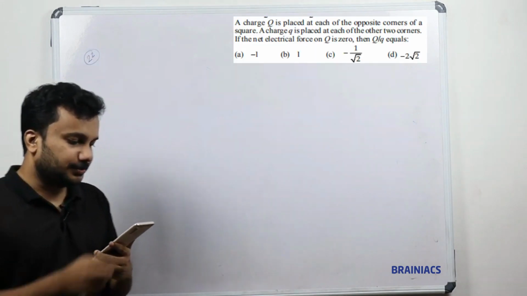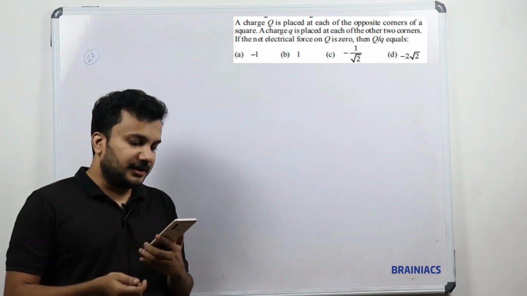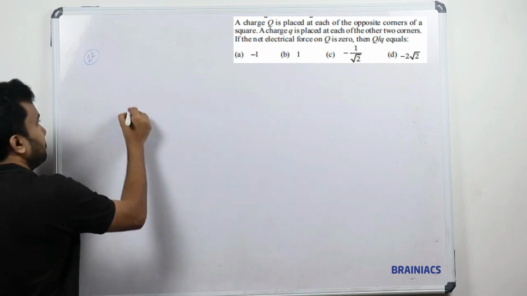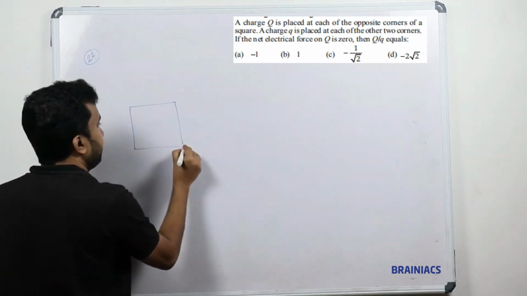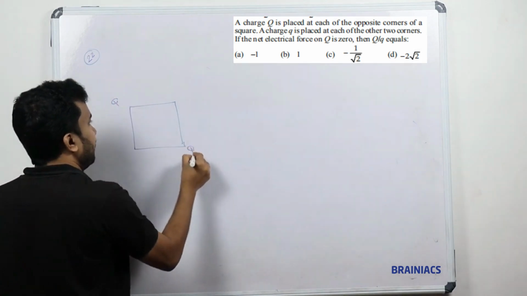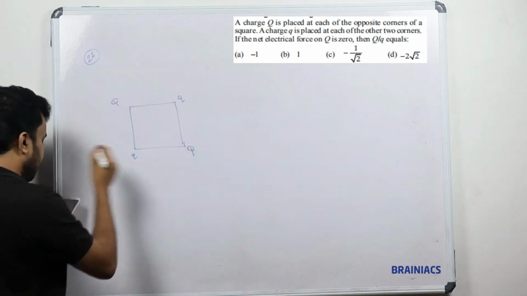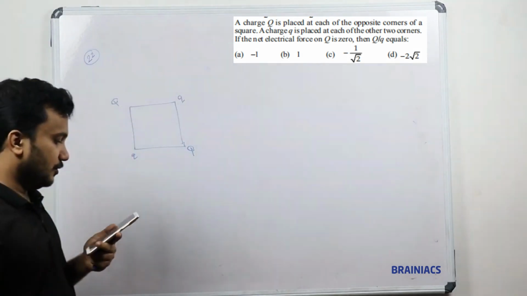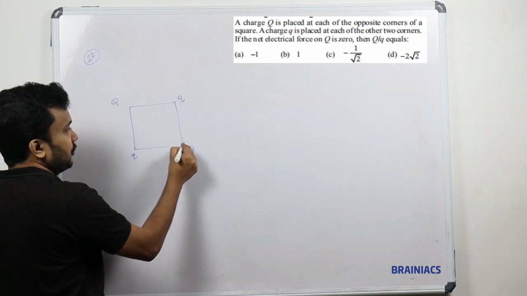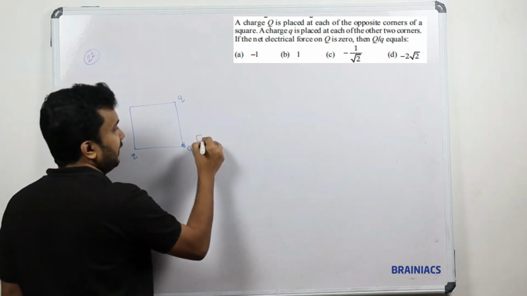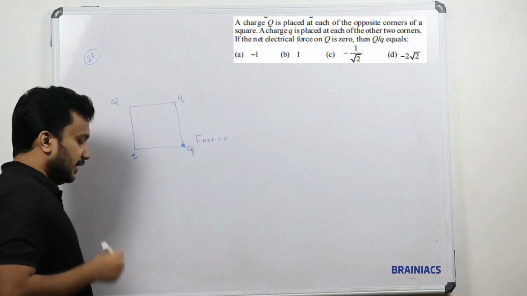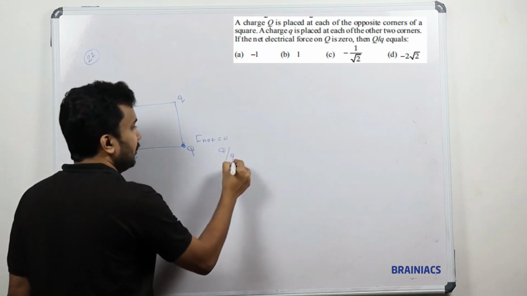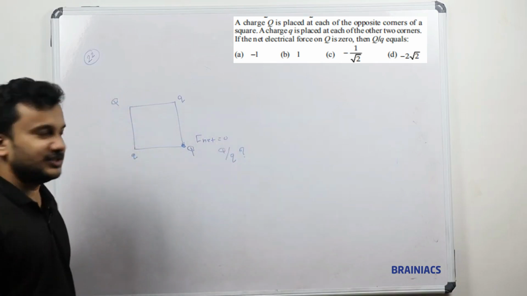A charge Q is placed at each of the corners of a square. Charge q is placed at each of the other corners. So let's consider a square. Here capital Q, here capital Q, here small q are placed. If the net electric force on Q is 0, suppose I am taking this Q, so F net will be equal to 0. If such conditions are coming, what is the value of Q divided by q? That is the question to us.